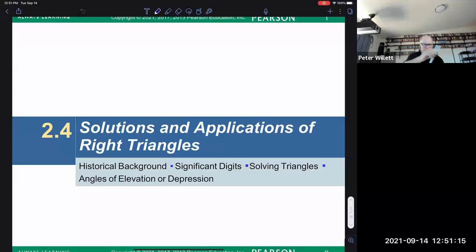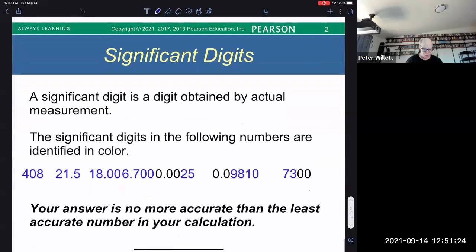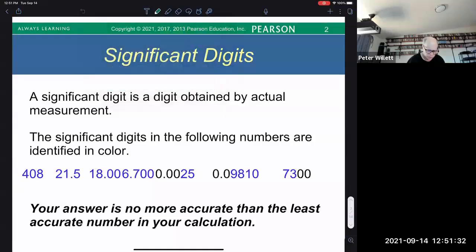Okay, so moving forward. They initially talk about this idea of significant digits. I think this slide is a little bit off here. So I think there's supposed to be a divisor here, maybe about here. Something like that. So a significant digit is a digit obtained by an actual measurement. And the significant digits in the following numbers are identified in color. So let's look at these numbers and just try to get an idea of what they're talking about here.